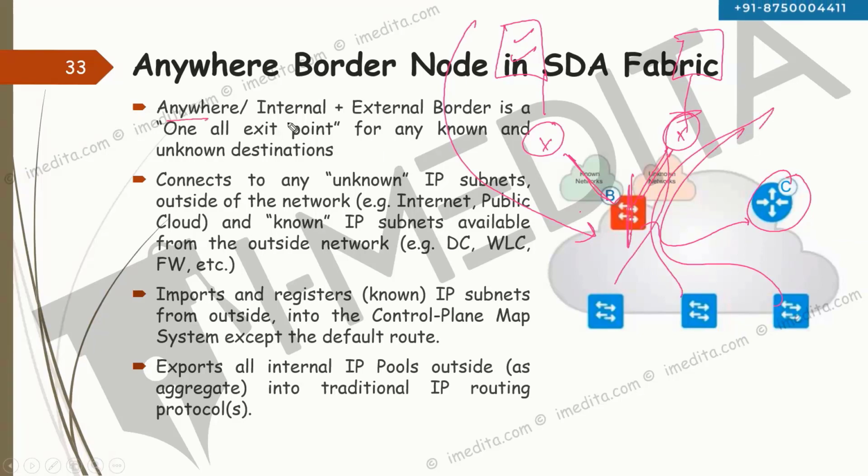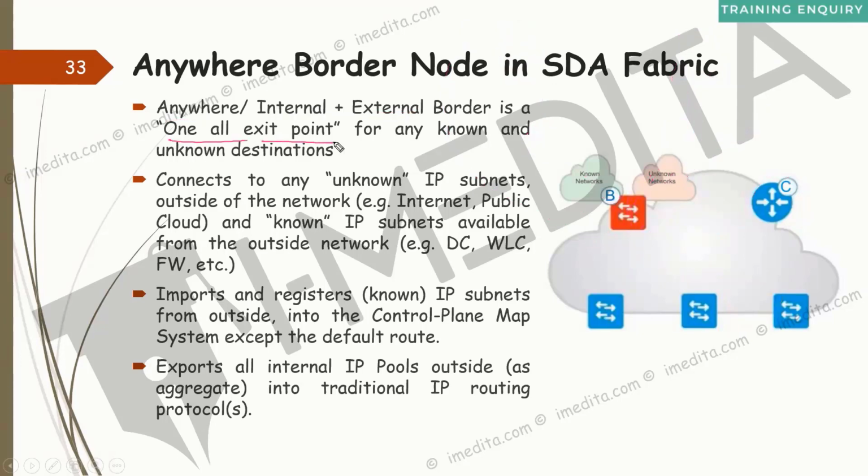Anywhere border node, or internal plus external border node, is the one exit point for any known and unknown destination. It connects to the unknown IP destinations outside the SDA fabric and to known destinations such as DC. It is going to import and register all the known subnets from the known network, and it is also going to export all these SDA prefixes to the outside network. Also, this will act as the gateway of last resort.